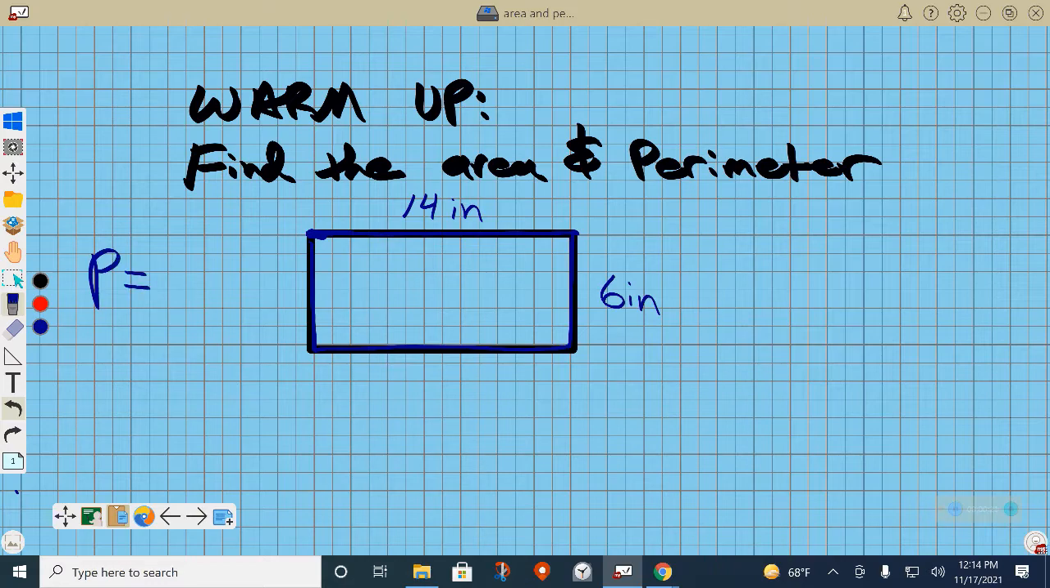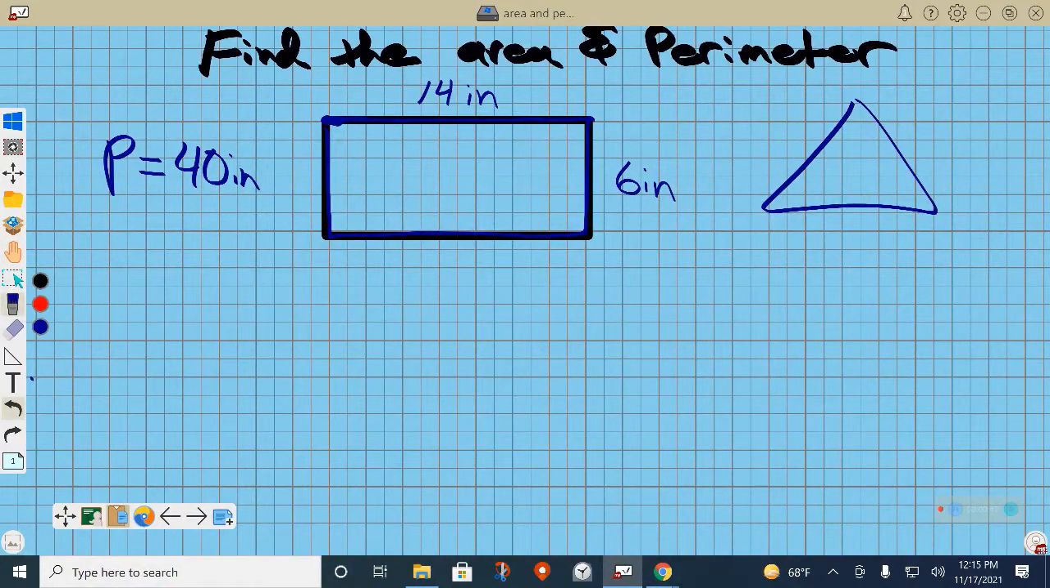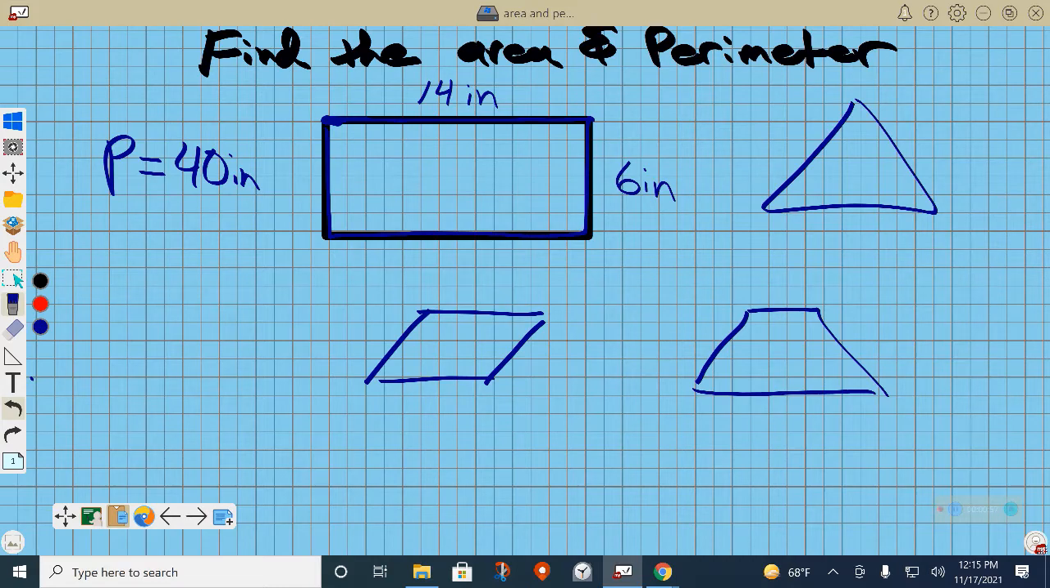So the perimeter here would be 14 plus 14 plus 6 and 6, which I want to say is 40. 40 inches is the perimeter. It's just adding up all the sides around the shape, that's it. So if I said find the perimeter of a triangle, just add up all the sides. If I said find the perimeter of a parallelogram, just add up all the sides. If I said find the perimeter of a trapezoid, just add up all the sides. That's it.